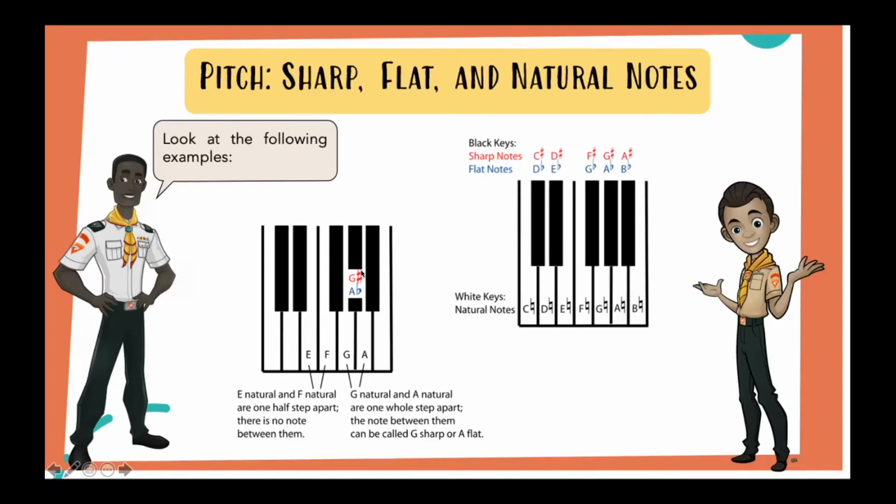So now we have learned how to name the notes. We learned that there are not only 7 notes within an octave, there are actually 12 notes. We have 7 natural notes and 5 black notes, which we write with sharps and flats, okay?